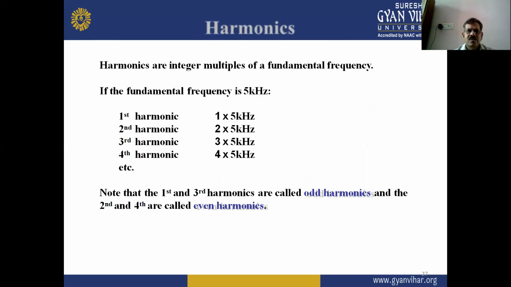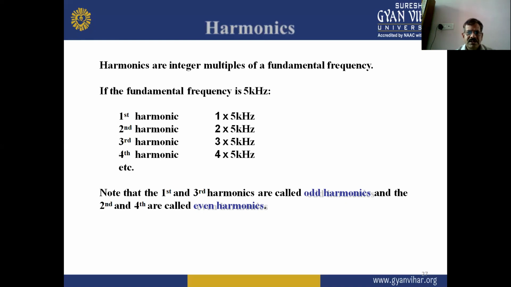So what are harmonics in our amplifiers? Harmonics are integer multiples of a fundamental frequency. If the fundamental frequency is 5 kilohertz, for example, what is the first harmonic? The first harmonic will be 1 times 5 kilohertz. And what is the second harmonic? The second harmonic will be 2 times 5 kilohertz. The third harmonic is 3 times 5 kilohertz, and the fourth harmonic is 4 times 5 kilohertz, and so on.